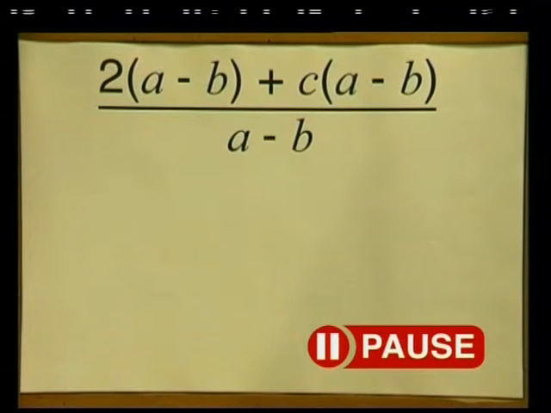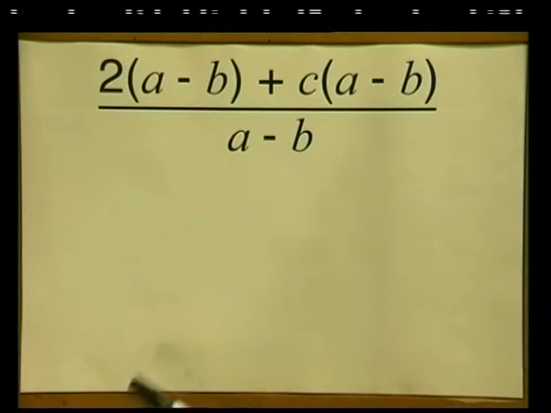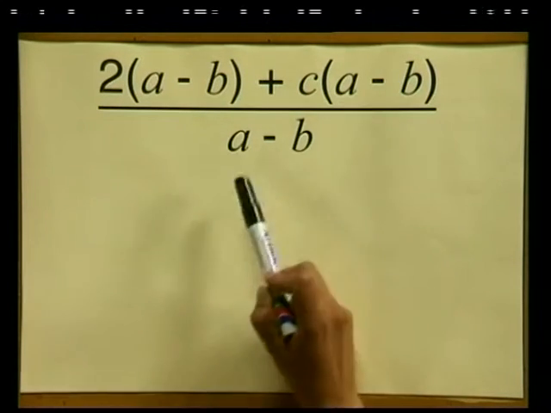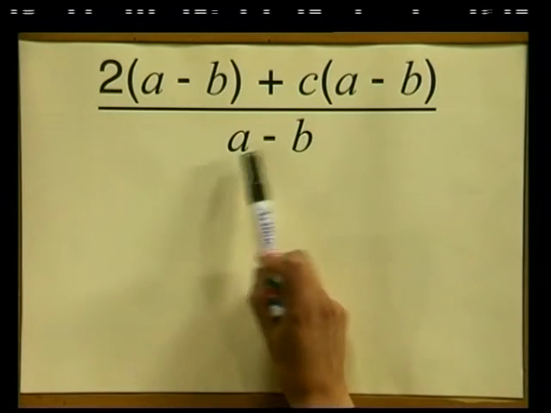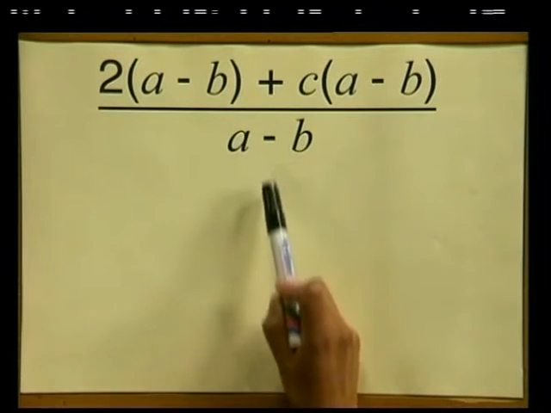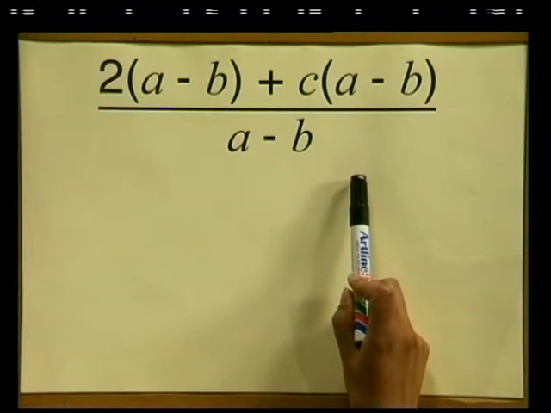Now let us return to fractions and do another example. Can you simplify this one? 2 multiplied by a minus b plus c multiplied by a minus b, all divided by a minus b. Be careful, you cannot cancel yet. Why not? In the numerator, you have 2 terms, separated by a plus sign. And in the denominator, you have 2 terms, separated by a minus sign. So you cannot cancel terms.